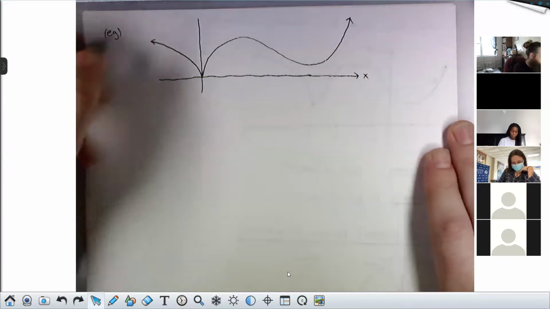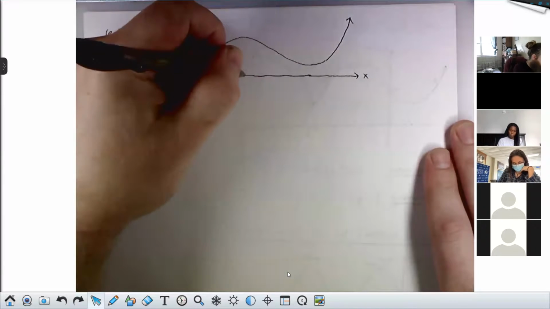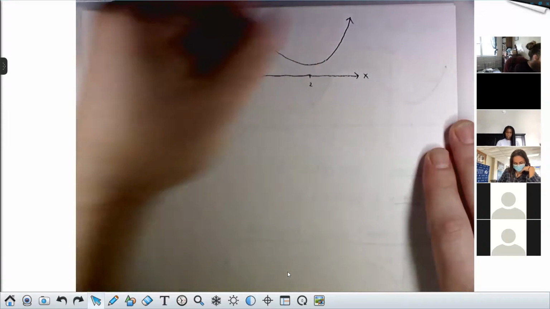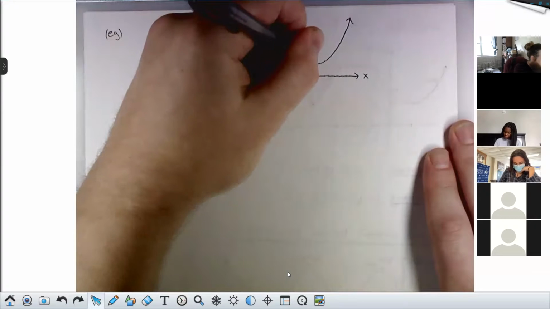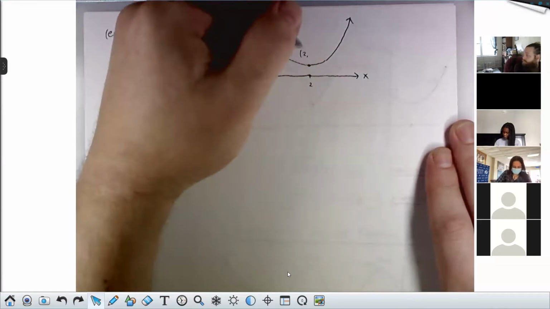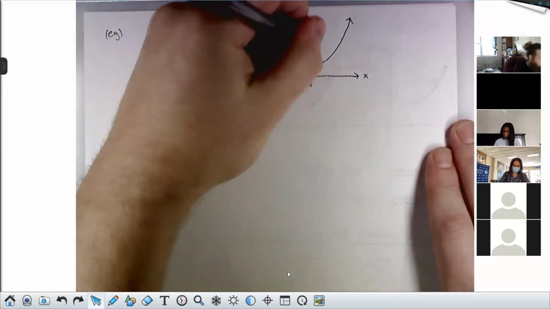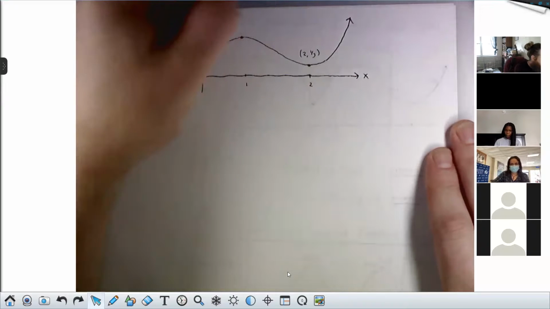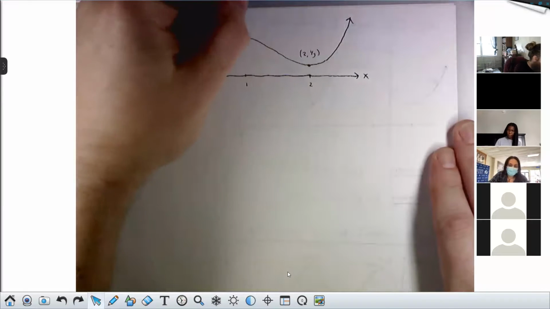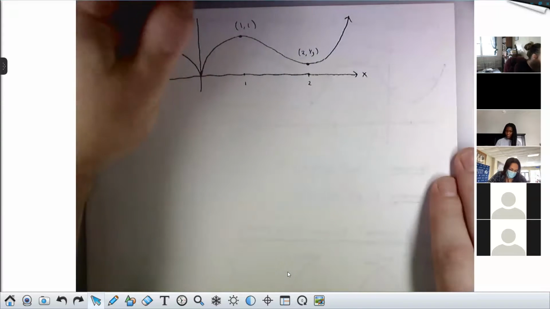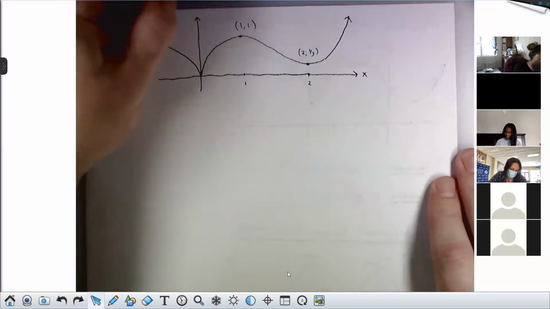Okay, let's do this one. Let's say two. Give you those coordinates there, 2, comma... Actually, 1, comma 1. All right, and just for fun, let's call this function g of x.